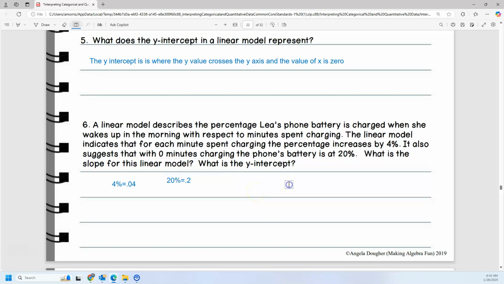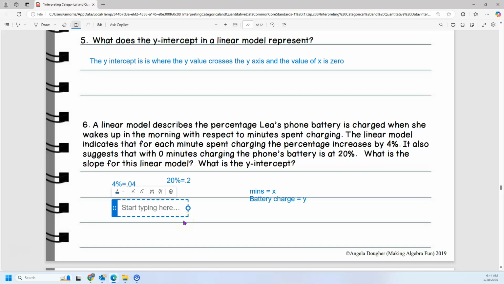All right. What is the slope for this linear model? What is the y-intercept, okay? So it is suggested that with 0 minutes, okay, the minutes represent the x, right? So minutes equals the x value, right? And then the battery charge equals the y values, okay? And so that y-intercept is 20%. So that's where we're starting off on our graph. Like my phone is charged 20%, okay? And it's going to go up.